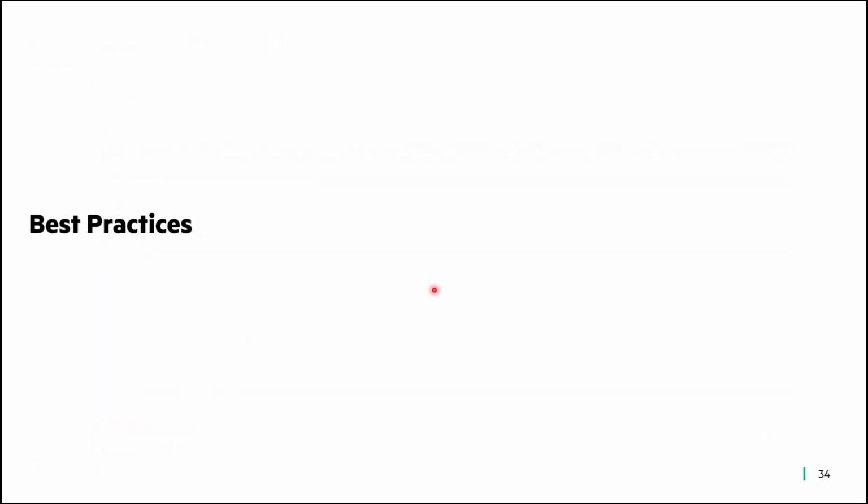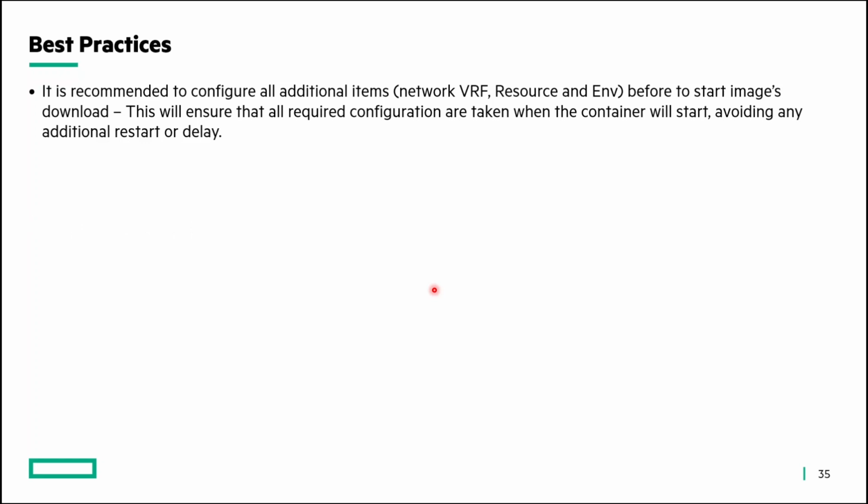Now let's move on to best practices. It is always recommended to configure all the additional items like network VRF, the resource details such as CPU, and even the environment variables before starting the image download. This will ensure that all the required configurations are taken care of when the container starts, and will avoid any further delay for the container start. So let's look at the demo now.